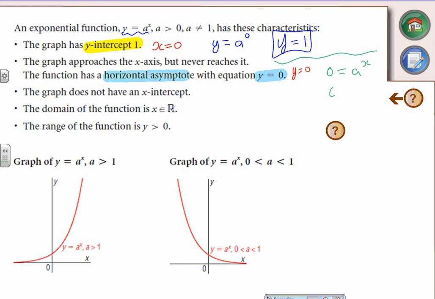Hey, let's use a number so it makes a little bit more sense to us. Let's just randomly pick 2. So 2 to the what is 0? Well, 2 to the 0 is 1.